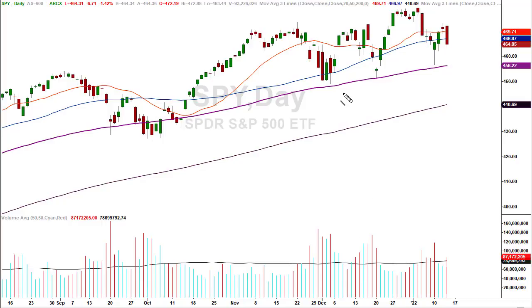Staying with the daily chart, again, we have these higher lows. We have a low, a higher low, a higher low. If that begins to crack and we don't have higher lows anymore, they change the makeup of the market.